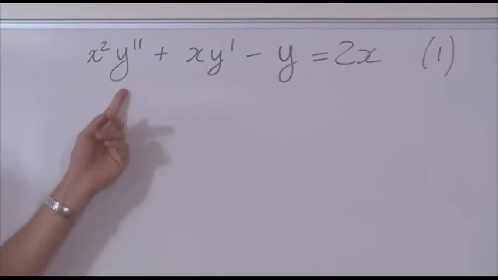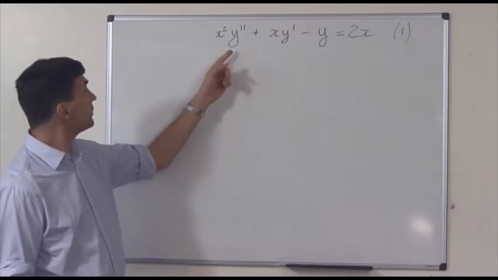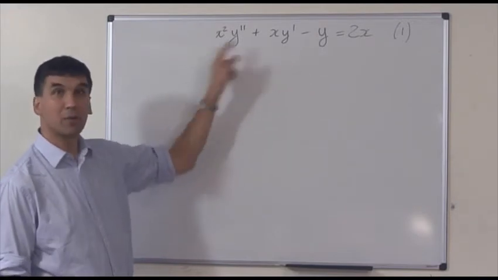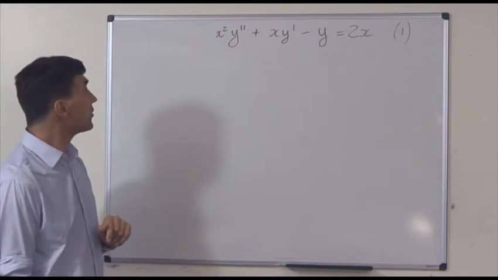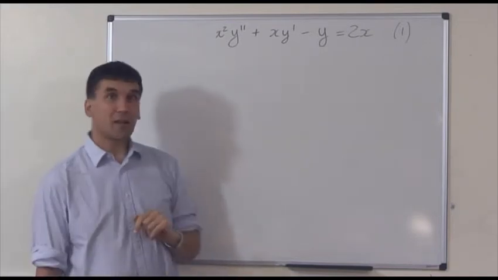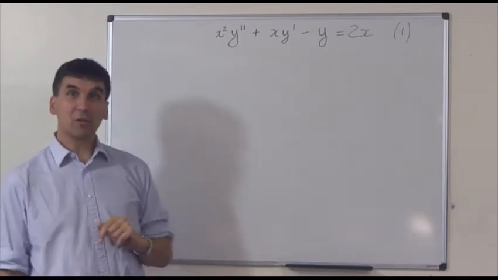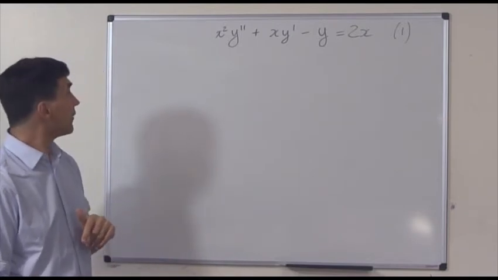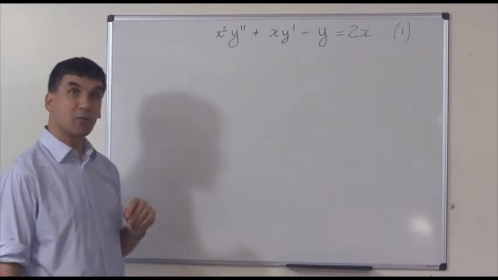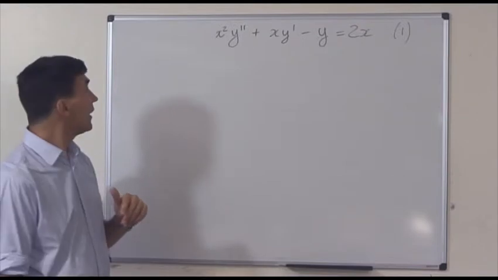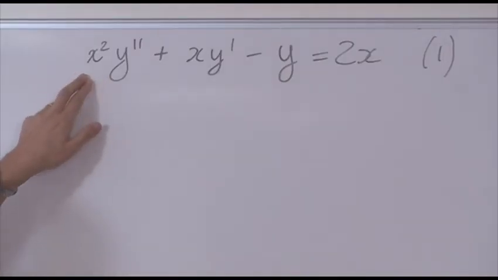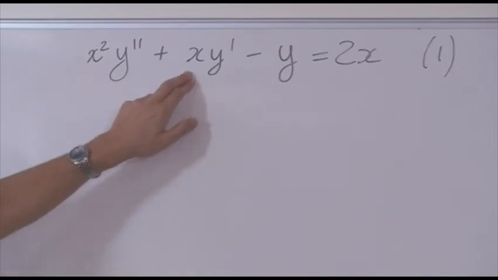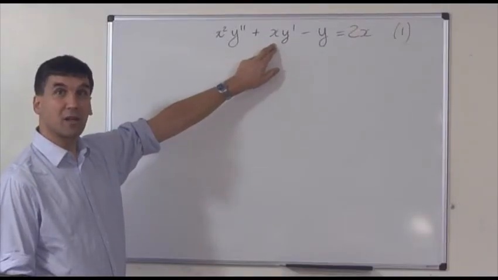It's got two derivatives here. You can also see it's linear because there are no products of y with y prime or y double prime squared or anything like that. So you might think that the technique you've probably met, finding the characteristic equation, might work for this equation. But it doesn't, and the reason is that the coefficients of the y double prime and the y prime are not constants, they're functions of x.